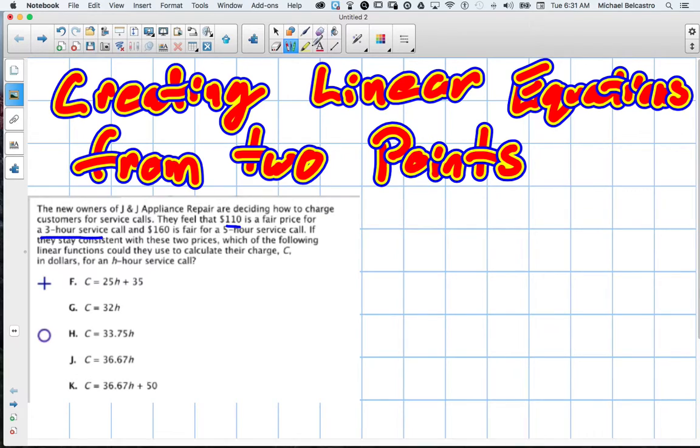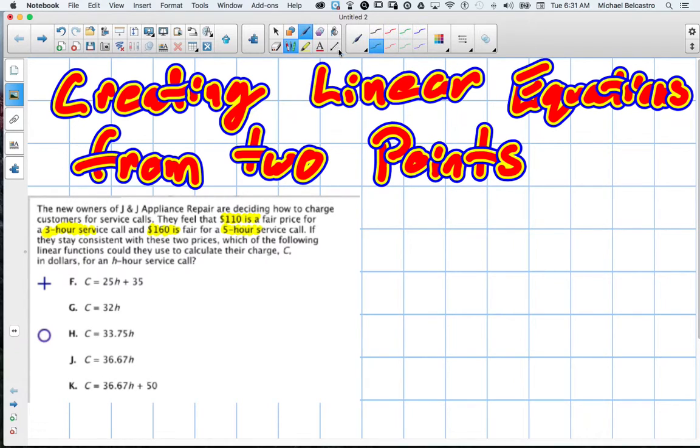And that essentially is our first coordinate here. So we'll highlight it, $110 for 3 hours of service. And then $160 is fair for a 5-hour service call. If they stay consistent with these two prices, which of the following linear functions could they use to calculate the charge C in dollars for the H-hour service call?